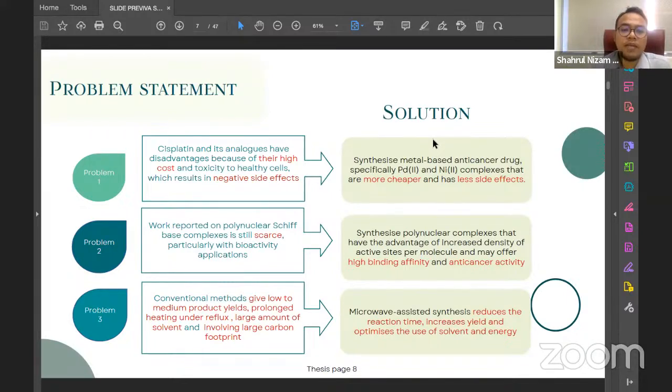And then we believe that the work reported on polynuclear Schiff bases is still scarce, so that's why we want to have more studies on this kind of complexes. And conventional methods give low to medium product yield, so that's why we use microwave synthesis to increase the yield. At the same time, we can save time and also energy.